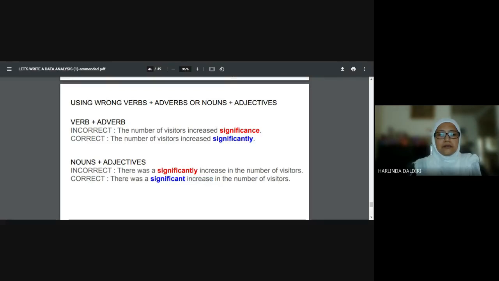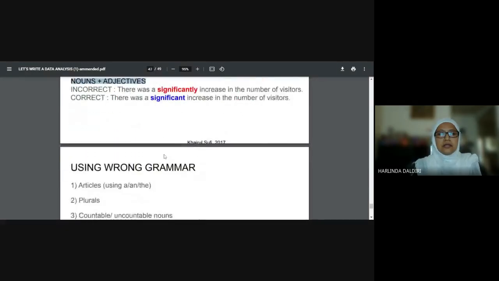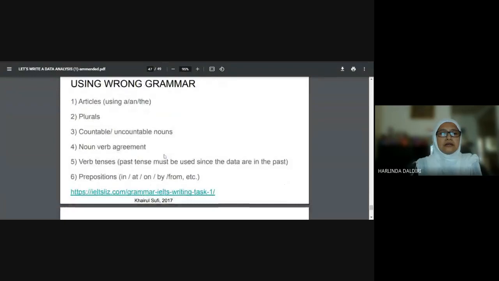However, the meaning of this sentence and this sentence is the same. It's just that the structure is different. I hope by now you already understand the difference between verbs, adverbs, nouns and adjectives. Another mistake is using wrong grammar.